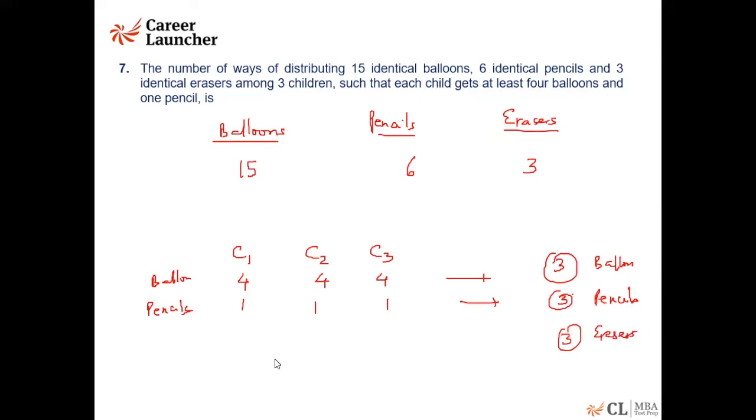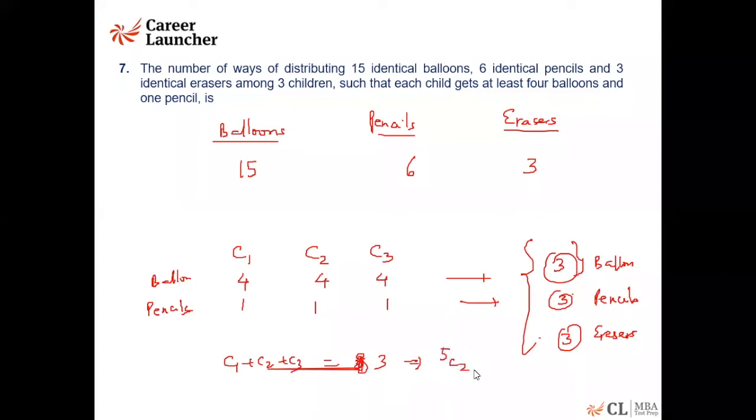Now it is like saying C1 plus C2 plus C3 is equal to 3. I want to know in how many ways I can distribute the balloons. This will be equal to 5C2 or 5C3, which is equal to 10. Similarly, C1 plus C2 plus C3 equal to 3, this was for balloons, and this is for pencils. These are the identical solution questions, right?